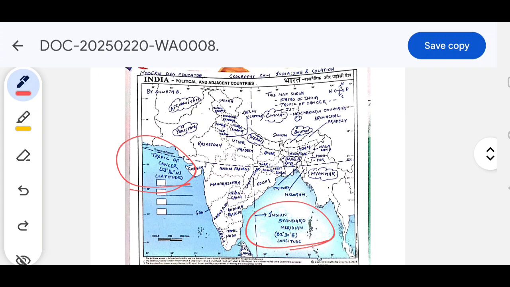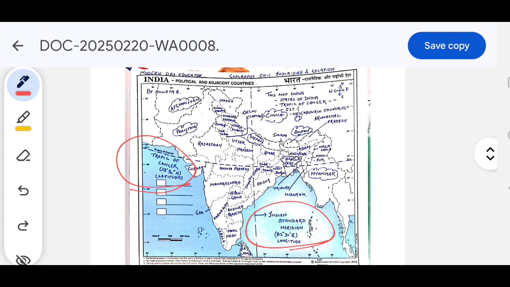I think I missed Lakshadweep. Lakshadweep is the islands. I have missed Maldives. That's what I was trying to tell. Below Lakshadweep you can find the country Maldives. Now you can see I have made some clouds.